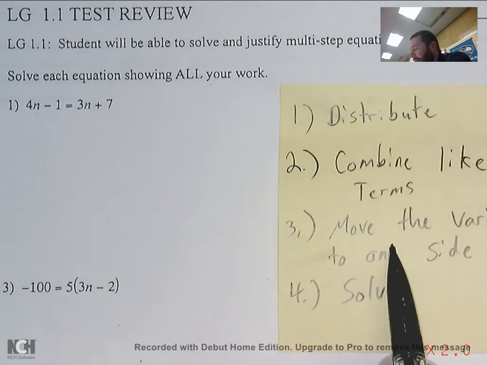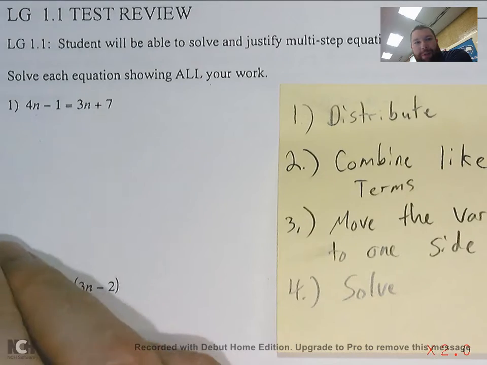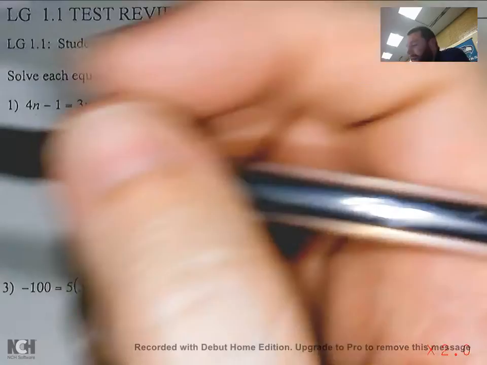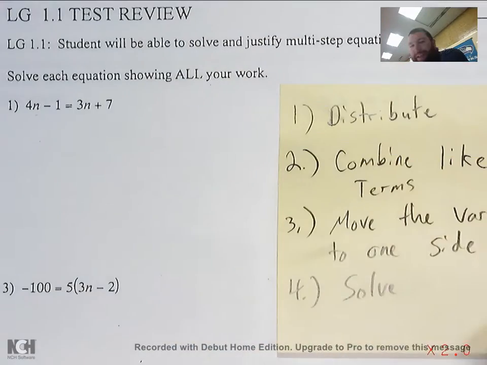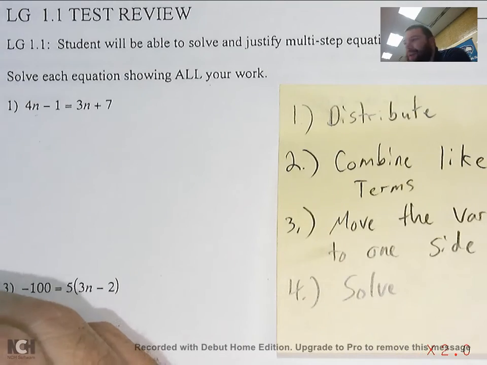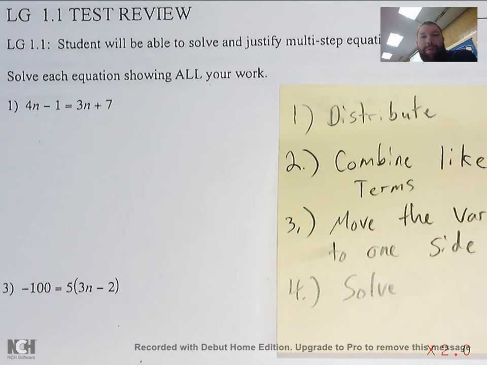And then the next thing is to move the variable to one side. I do have variables on both sides. It doesn't matter which one I move. I can choose either one. I always like to move the smaller variable, but it's really up to you. To move a variable, it's just like moving any kind of number that's adding or subtracting. If it's a positive variable, you're going to subtract it to move it to the other side. If it is a negative variable, you're going to add it.